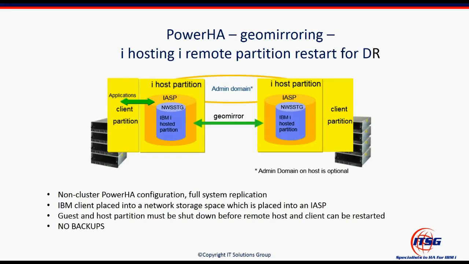So again, here's the image of it. We create a network storage space in the IASP, and then we create our virtual IBM i hosted partition in that IASP, and then everything gets replicated across. This is a full system replication. The only issue here is no backups on my target machine. So you run your backups as you currently do today, your daily backups, your weekly and month-end backups. This is great only in the event of a disaster.